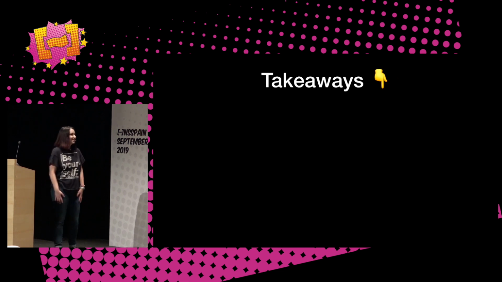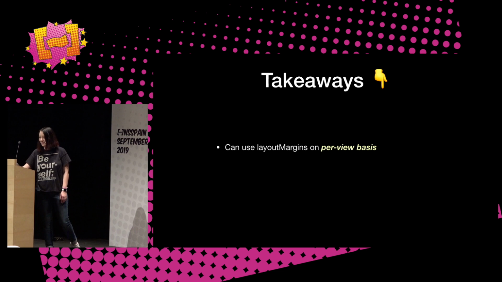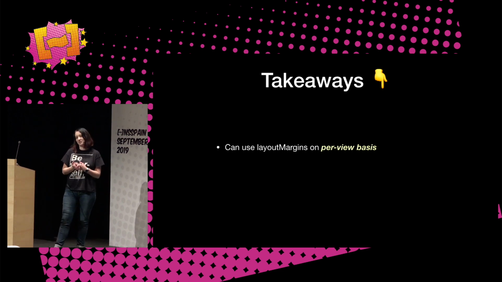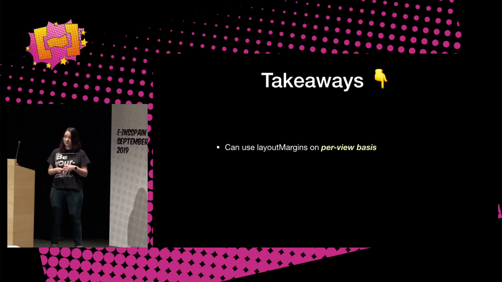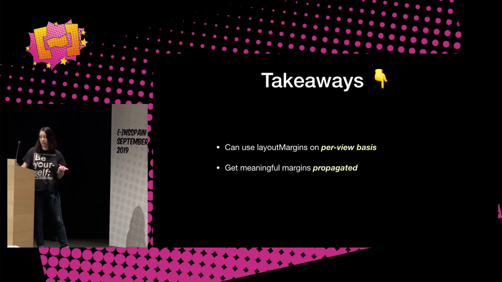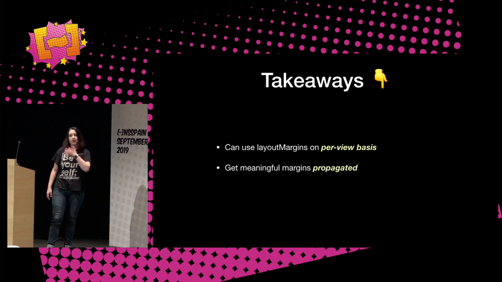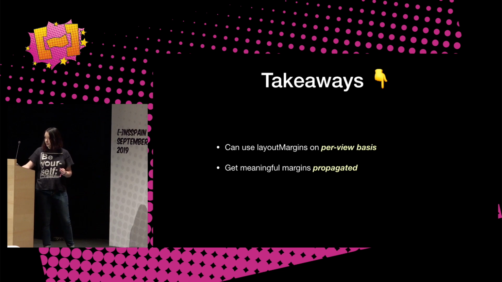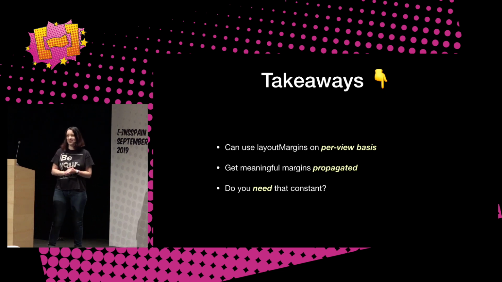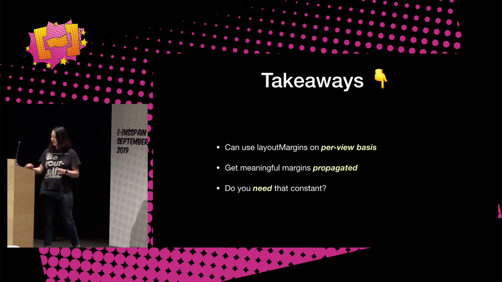So, summary slide. Yes, you can use layout margins today already on a per view basis and start slowly incorporating that in your designs and in your UI. You can get the meaningful margins propagated. And that you can also do partially for some parts of your UI without rewriting the whole thing. And when you're making new design, just have an extra thought: do I really need that number in my code?